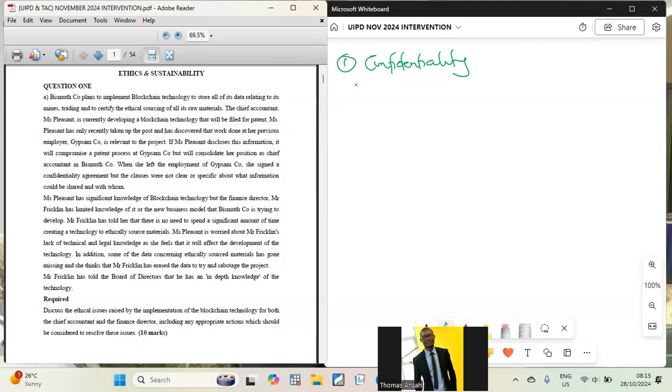So you can say that confidentiality is when somebody uses information he has gotten from somebody, for a third party, for his personal interest. And therefore, in this question, Miss Pleasant, if she uses it, she is going to use it for a personal interest and all those things.